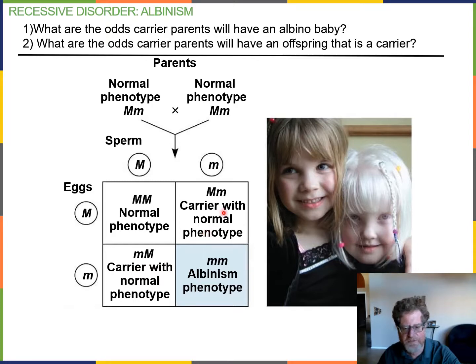But if you asked a different question, if you said, these are two sisters, what are the chances that this young lady is a carrier? You'd say, well, she's not albino, let's cross this one out. So there are 1, 2 out of 3. There's a 2/3 chance she's a carrier. There's a 1/3 chance that she's not. So if there's a way to test it, I don't know if there is with albinism, she might want to get tested.